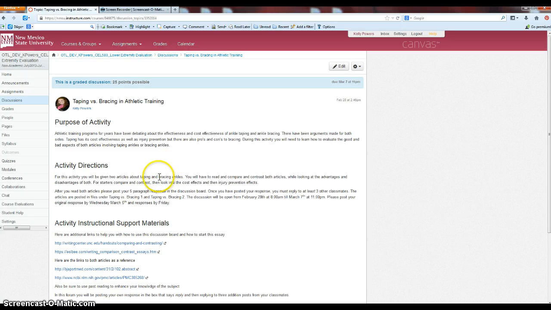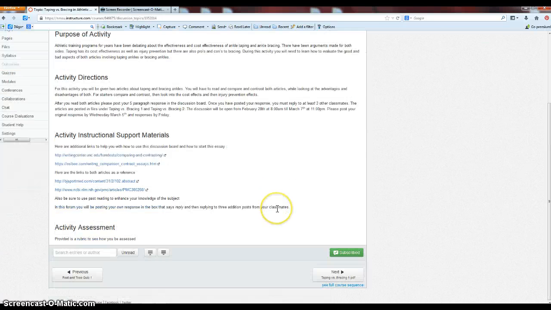Then what they had to do is post their response about disadvantages and advantages and the effectiveness of both, comparing the articles, and then they had to respond to at least three of their classmates. This is good. I like the discussion boards because it really gets people having to read other classmates' posts and making them respond to people and start up some conversation.